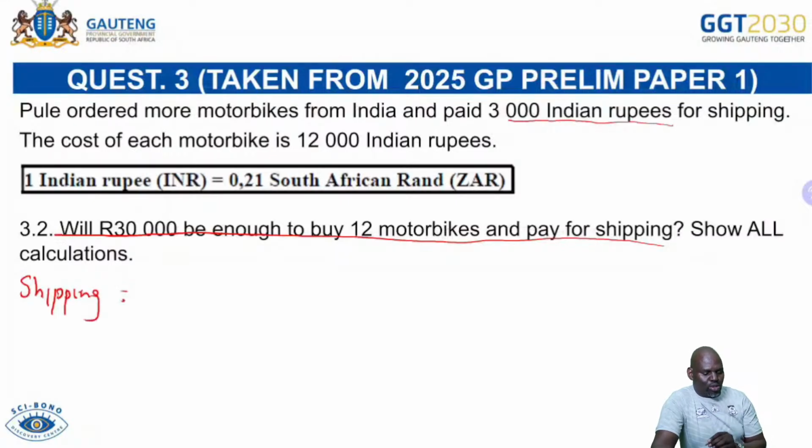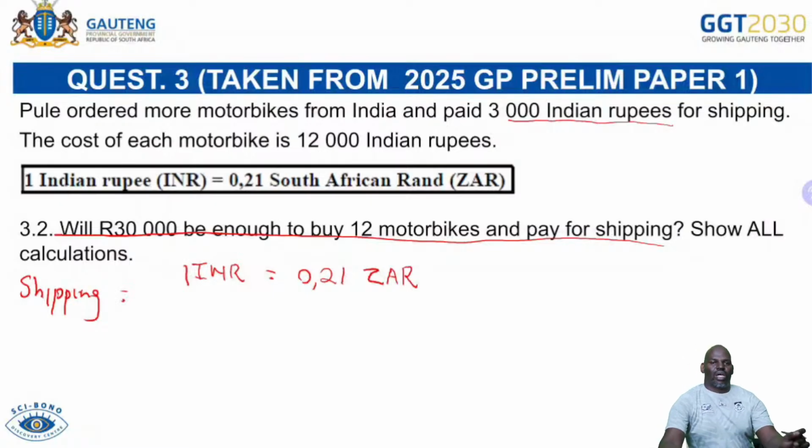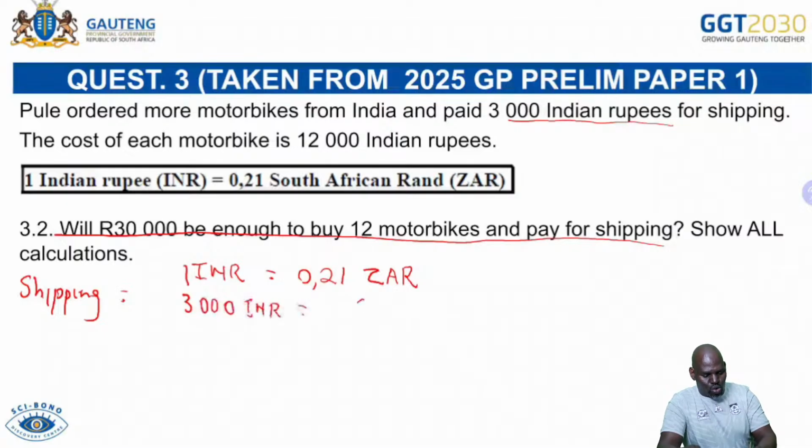So shipping, let us look at this one. We said 1 INR is equal to 0.21 ZAR. Okay, the very same way you do with conversion. In this case, we've got 3,000 INR, in other words 3,000 Indian rupees. Now we want to convert it to rands. Then what are we going to do in this case? We're going to cross multiply.